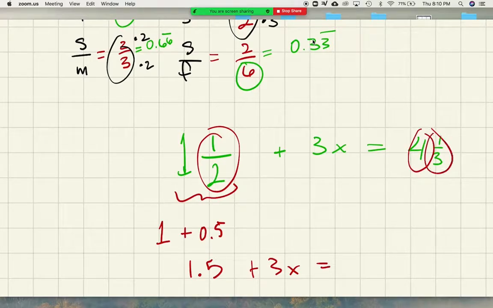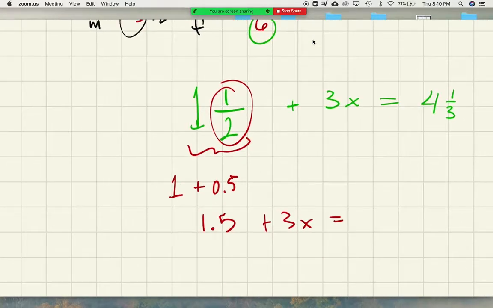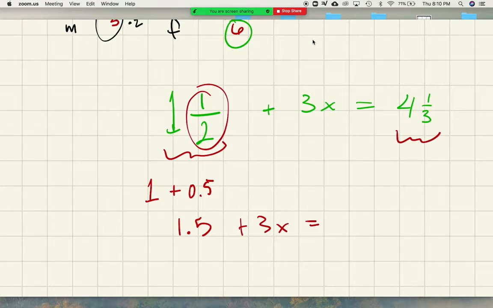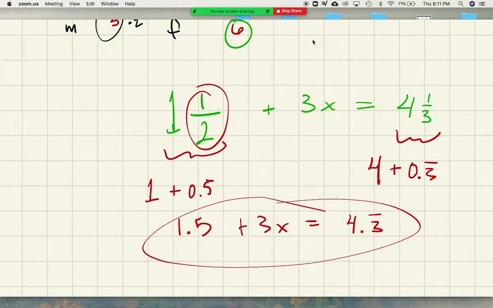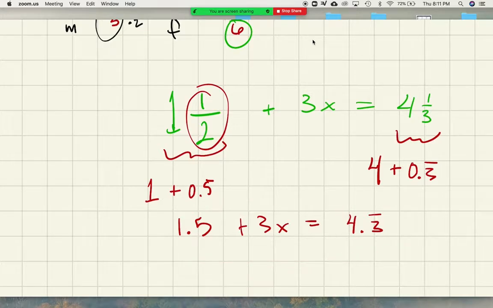And then the 4 and the 1/3. Well, it would be the same idea. Since it's a big 4, it would be 4 plus whatever decimal that is, and if you divide 1 divided by 3, it would be 0.3 repeating. So then this would just be 4.3. Cool. That's the way I would do it, and then you just solve it like normal, subtract the 1.5 from that, and then divide both sides by 3. That's what I would do.